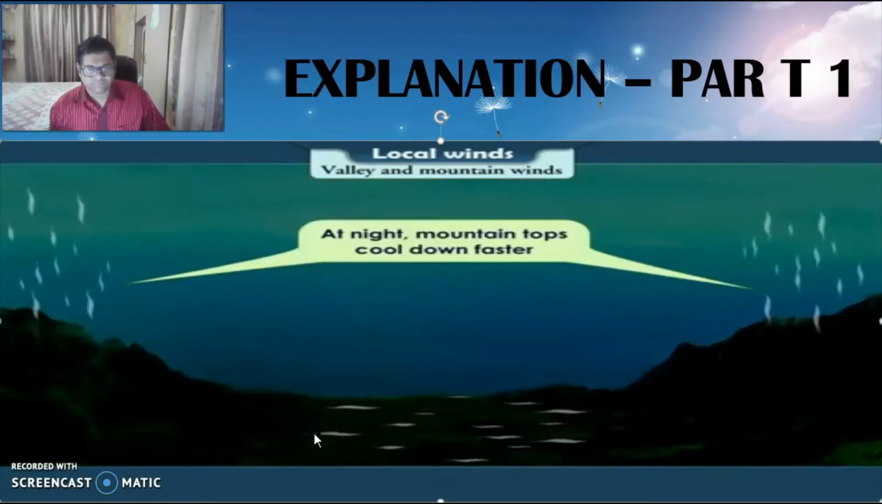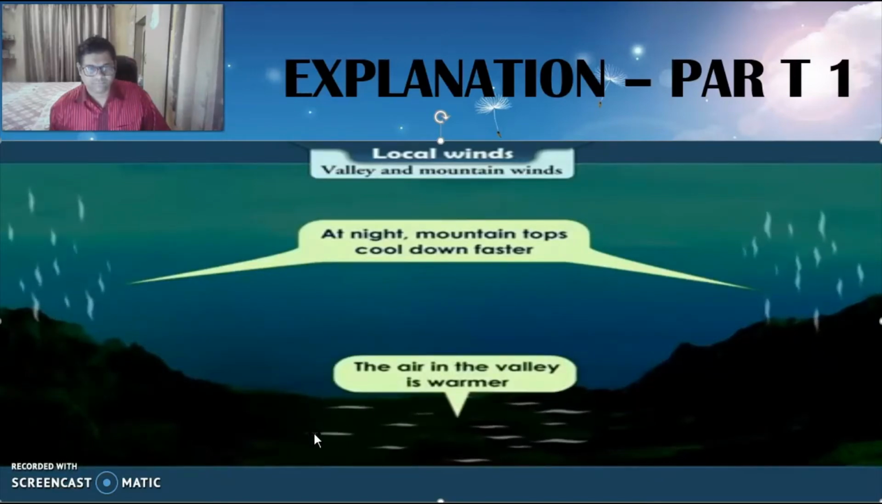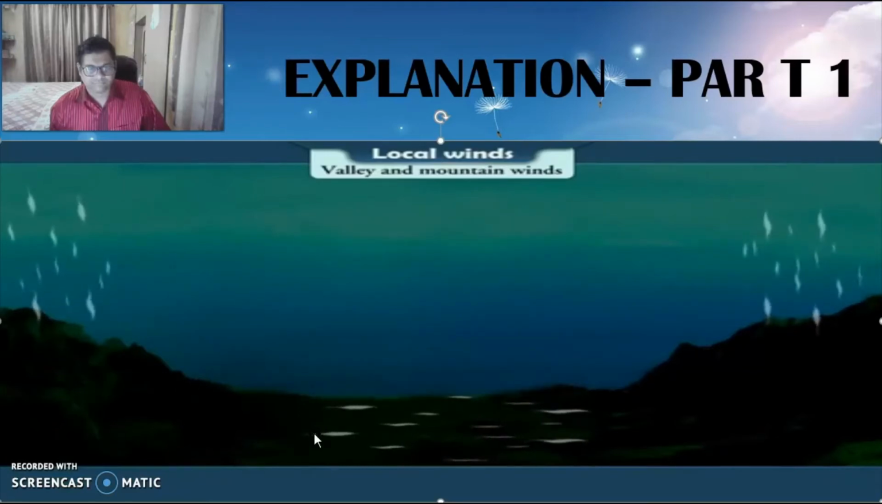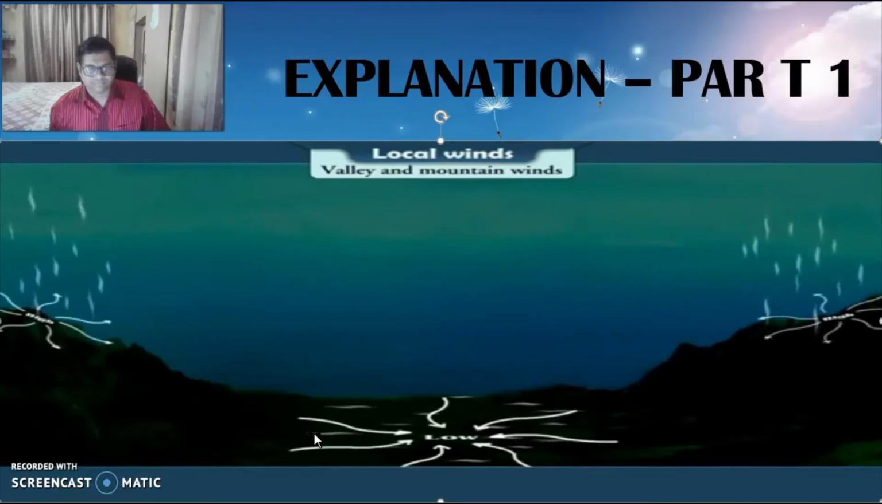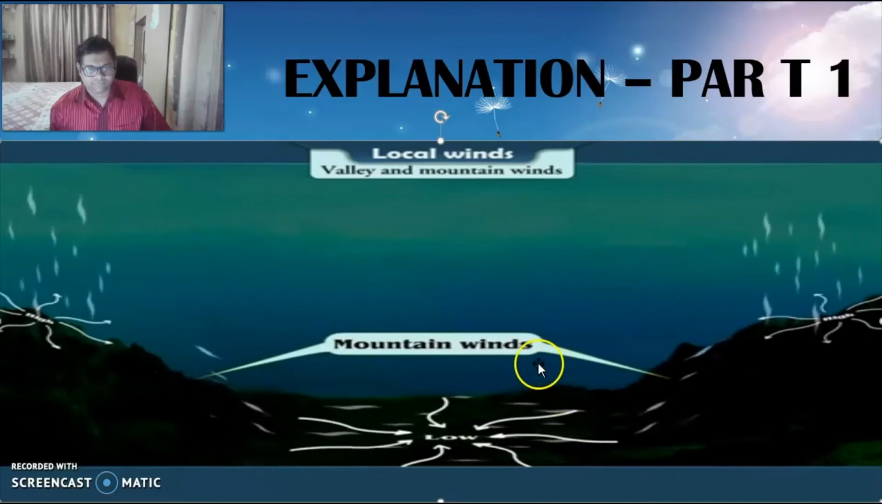At night, mountain tops cool down faster, whereas the air in the valley is warmer. As a result, the air pressure near the mountain top is greater than the air pressure in the valley region. Now, winds start blowing from the mountain top towards the valley. These are called mountain winds.